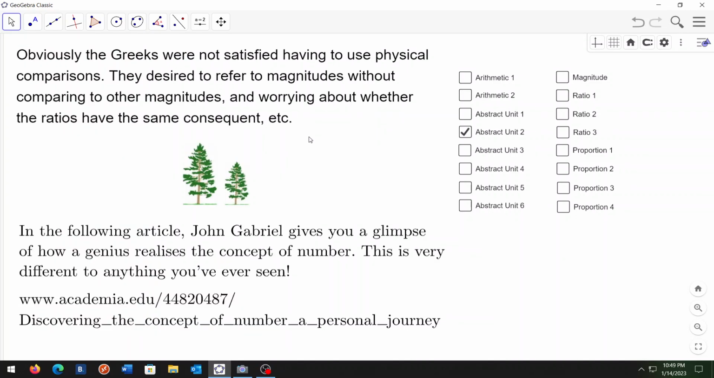Obviously, the Greeks were not satisfied having to use physical comparisons. They desired to refer to magnitudes without comparing to other magnitudes, and worrying about whether the ratios have the same consequent, etc. In the following article, John Gabriel gives you a glimpse of how a genius realizes the concept of number. This is very different to anything you've ever seen. Check out the link below.